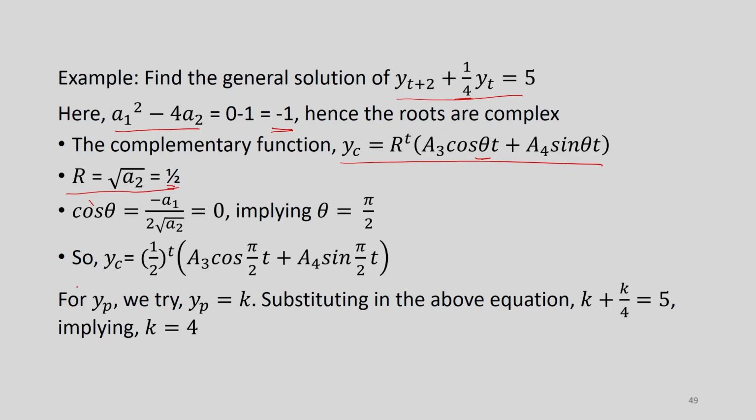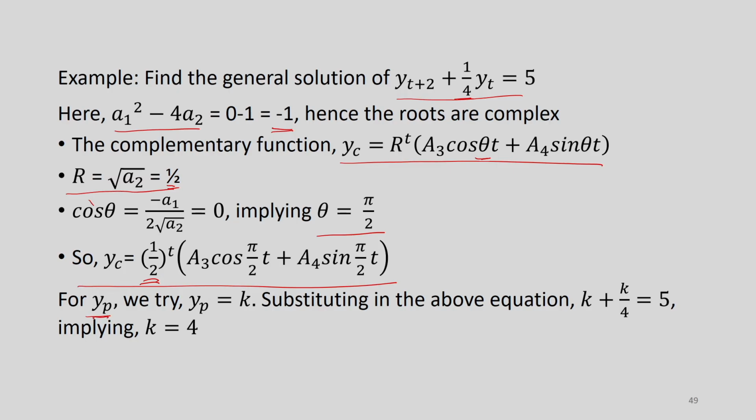So, that information is used to get the complementary function, which is half to the power t, this is the r to the power t term, multiplied by a3 cos pi by 2 t plus a4 sin pi by 2 t, where theta is equal to pi by 2. So, this is the complementary function. We still do not know what a3 and a4 are, but if we know the initial conditions, then we can find that out. But we have not found out the intertemporal equilibrium.